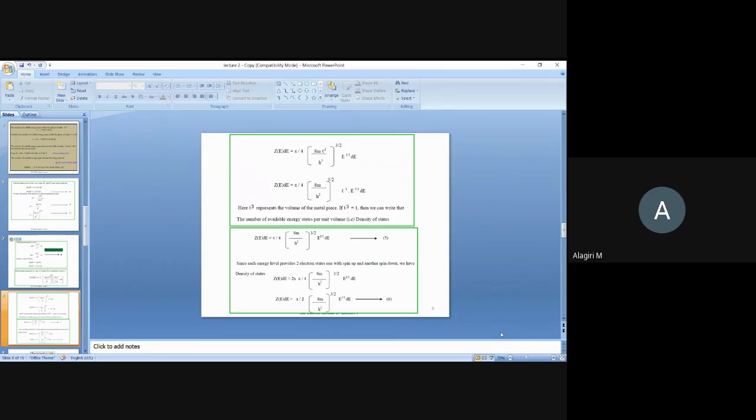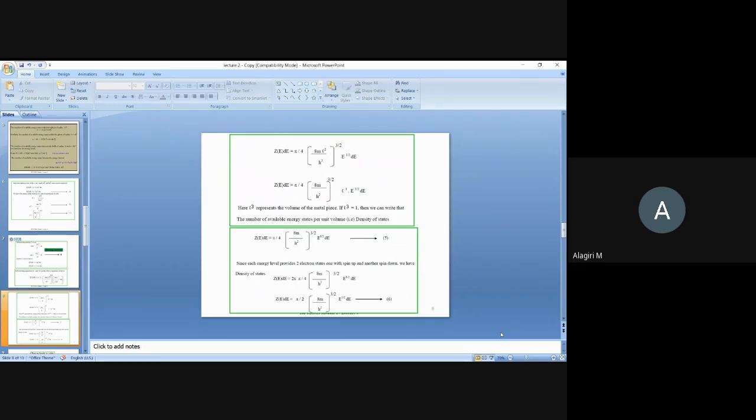L cube. So L square power 3 by 2, then it becomes what? 6 divided by 2 is how much? 3. So L cube. Then E power 1 by 2 into dE. So finally the equation becomes Z of E into dE equal to pi by 4 into 8m divided by h square power 3 by 2 into L cube E power 1 by 2 into dE.